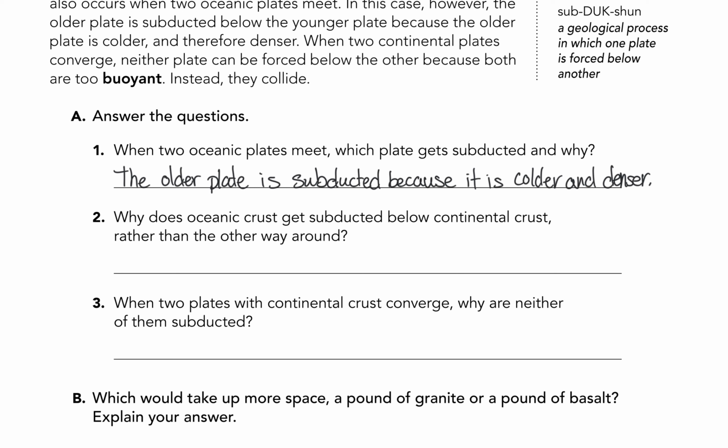Why does oceanic crust get subducted below continental crust rather than the other way around? Oceanic crust is subducted because it is denser than continental crust.